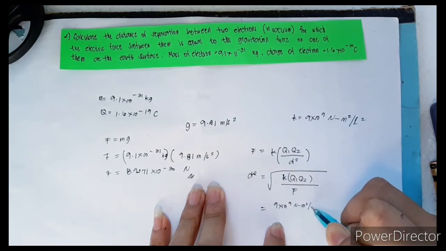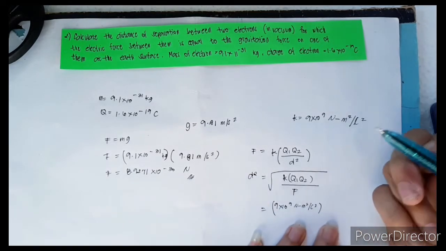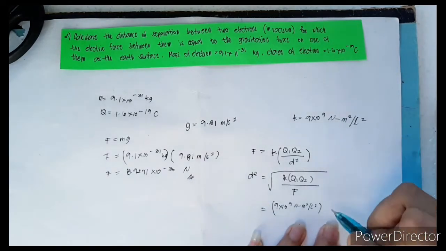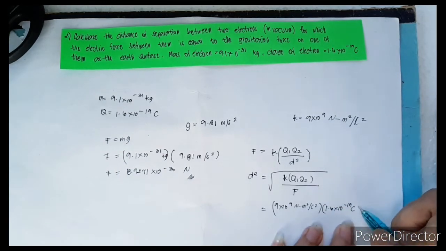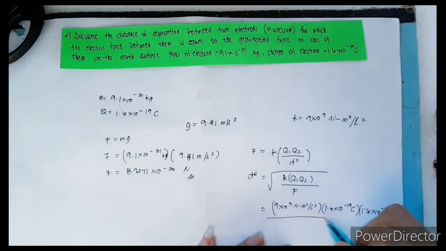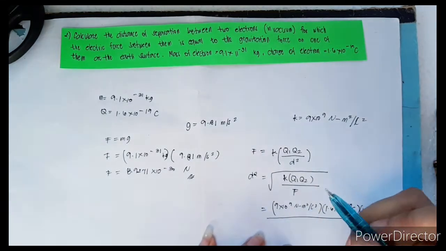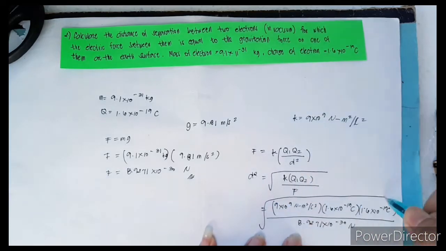So we have here 9 times 10 to the power of 9 Newton meter squared per Coulomb squared, times the charge of electrons, which is 1.6 times 10 to the power of negative 19, times 1.6 times 10 to the power of negative 19 coulombs, divided by the value of force, which is 8.9271 times 10 to the power of negative 30 Newton.